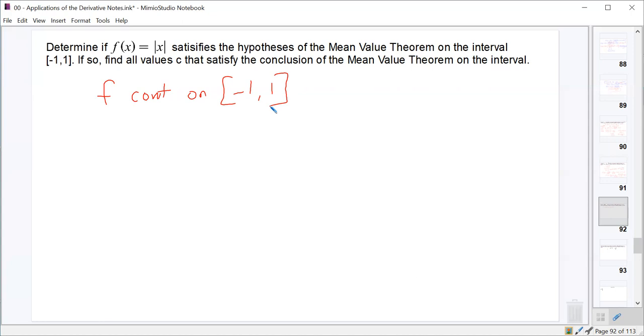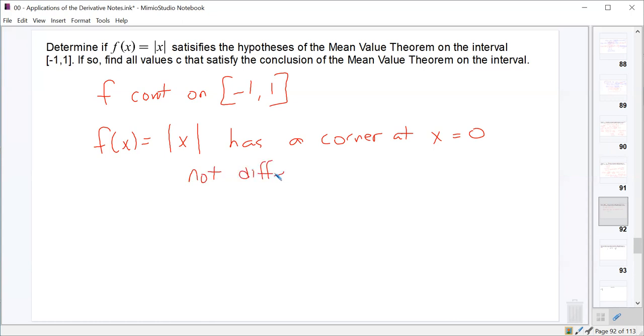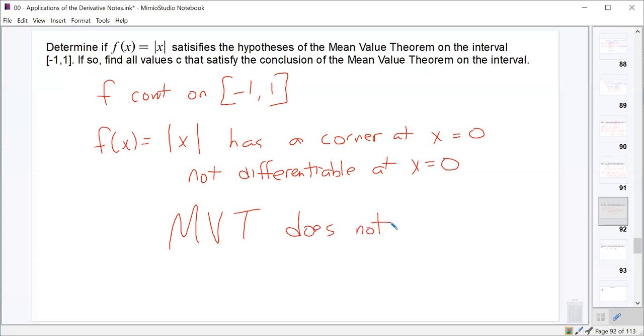But the derivative of this function, f of x equals absolute value of x, has a corner at x equals 0, telling us that this function is not differentiable at x equals 0. And we'll just say MVT does not apply. And that's all you've got to do for this one. Okay? There's a corner at 0. It's not differentiable at 0. We can't apply the mean value theorem.